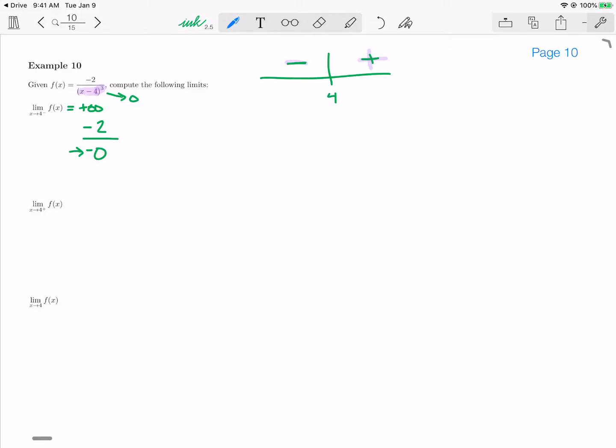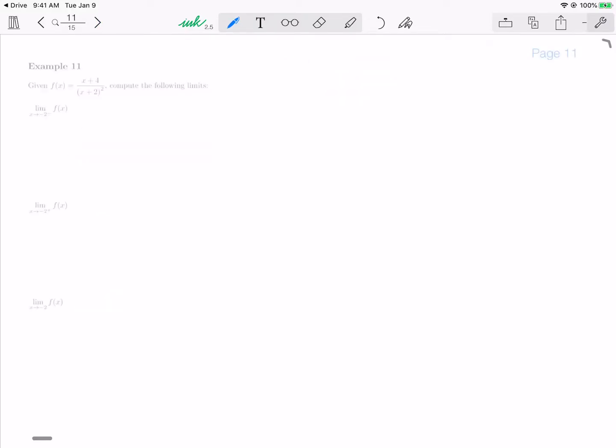And then from the right, you're going to have that negative on top, and on the right it's positive, so this one's going to go to negative infinity. Since the limits from the left and the right are not the same, this does not exist.